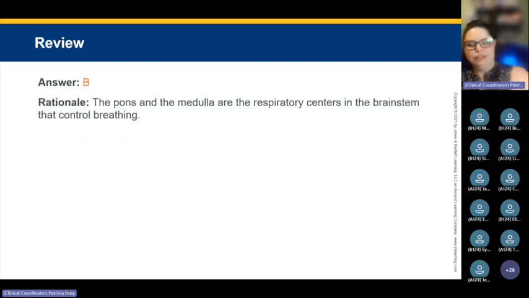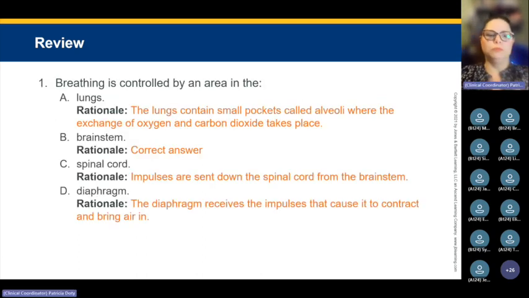The answer is B. A lot of you guys got it right. The pons and the medulla are the respiratory centers of the brainstem that control breathing. So B is the correct answer. It's in the brainstem. The lungs contain small pockets of alveoli where the exchange of oxygen and carbon dioxide take place. The spinal cord, that's just impulses. And the diaphragm, it's once again the impulses that cause it to contract. So good job, guys. I'm going to put B in here because I'll be able to know how many people are answering on the next one.